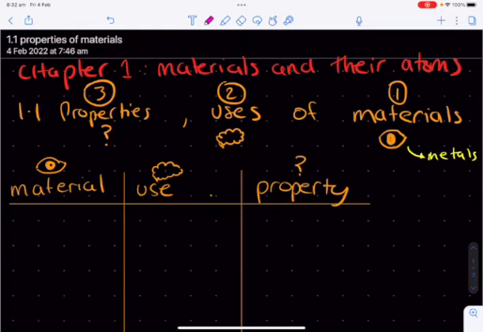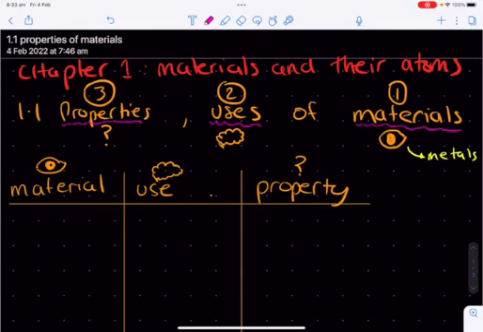Today I'm going to be taking you through the introduction to our first topic, materials and their atoms. This subtopic is called the properties and uses of materials. I've structured this so that we start by first considering some materials, then consider the uses that they have, and then consider the properties that they have.